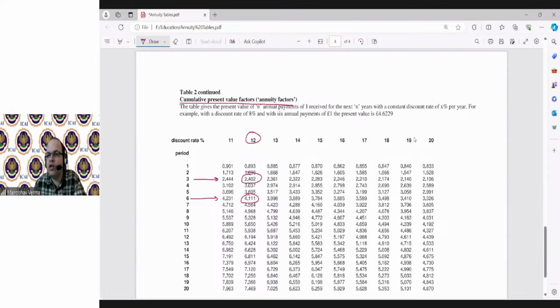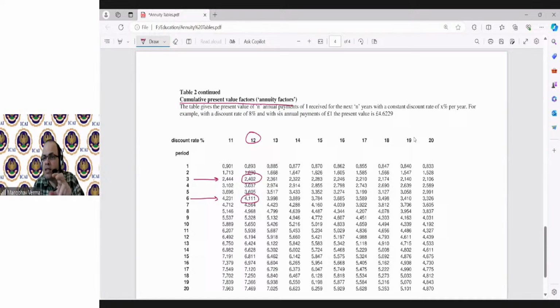99.99% of the time you will have these factors given to you. In case you do not have them, it's a simple calculator. You can always do that using a simple calculator. Like, let's say I press 1 divided by 1.12 and I press equal to, I get 0.892.